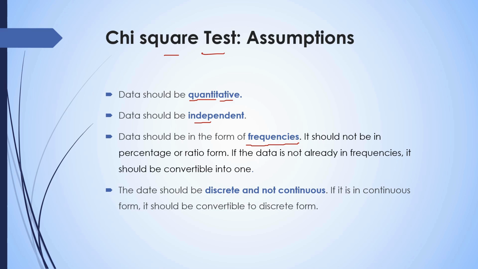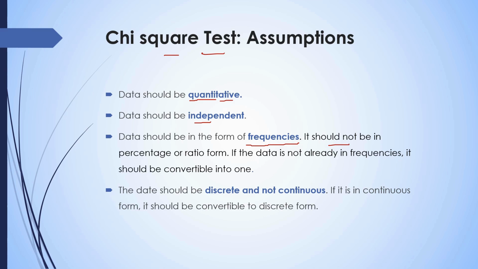In the example that we used earlier, the number of boys opting for blue is a frequency. Number of boys opting for pink is another frequency. Similarly, number of girls opting for pink is a frequency. So I hope you got what frequency is. So our data should be in frequencies for us to be able to do a chi-square test on it.